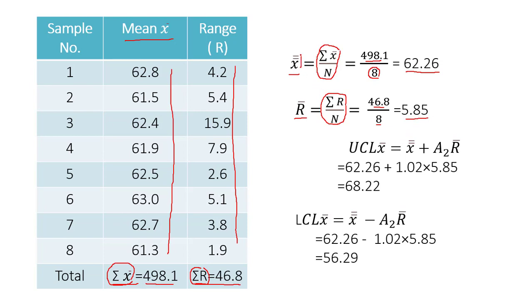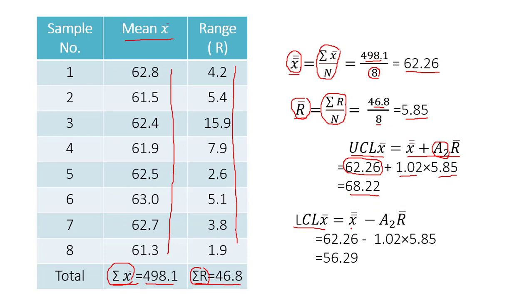Based on these two values of X double bar and R bar, we can now find the upper control limit and lower control limit for the X bar chart. The upper control limit equation will be X double bar plus A2 R bar. The value of A2 is given in the example. A2 is 1.02. X double bar we have just found, that is 62.26, and R bar is 5.85. From this equation we will get the upper control limit of the X bar chart as 68.22.